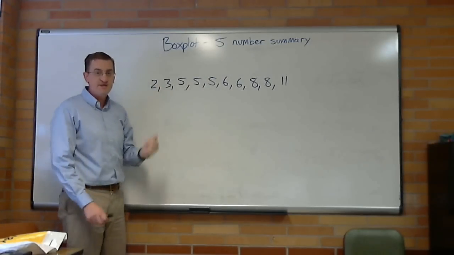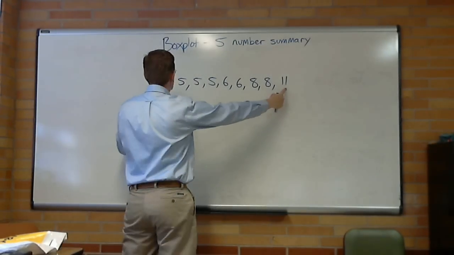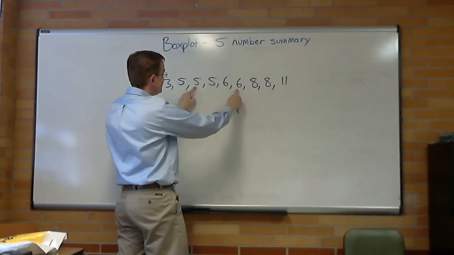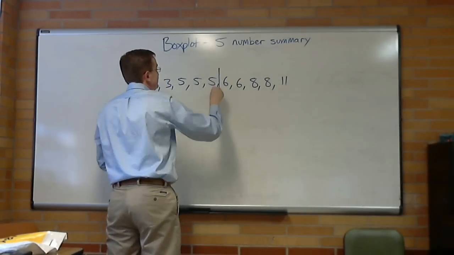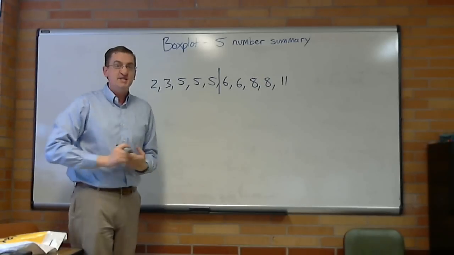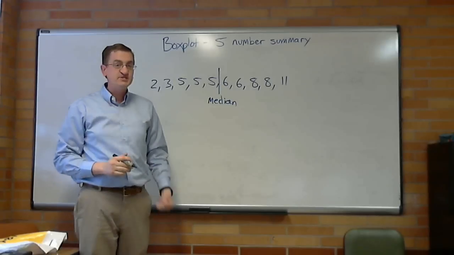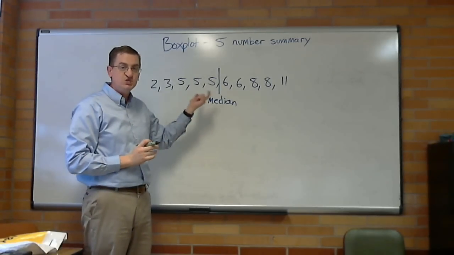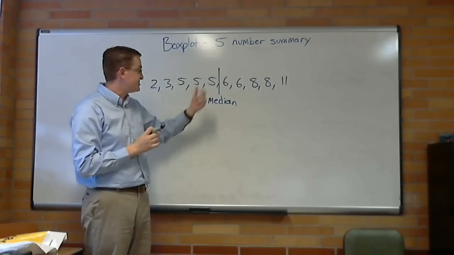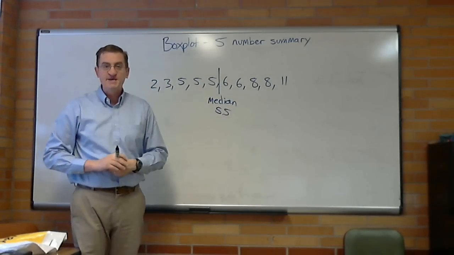Our first step now is to find the middle number. 2 and 11, 3 and 8, 5, 6, 4. Aha! Right there is the middle. He has a name. His name be the median. In this case, our median didn't land on a number. It landed between 2 of them. So we are going to average these guys. Our median is going to be 5.5.